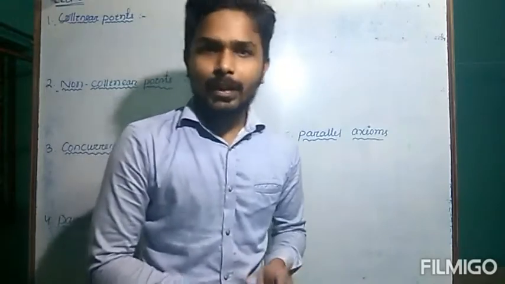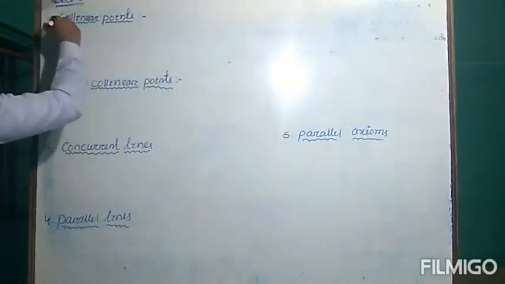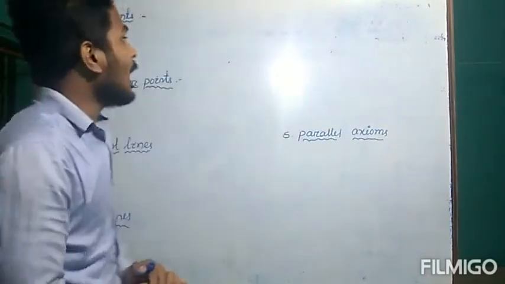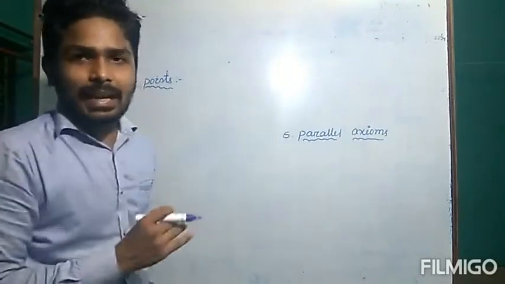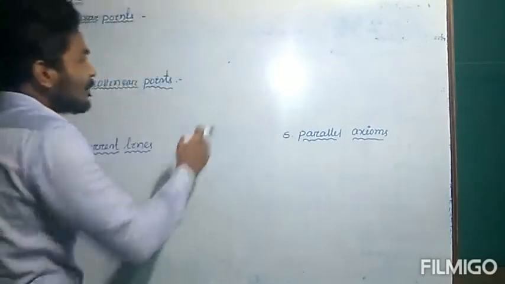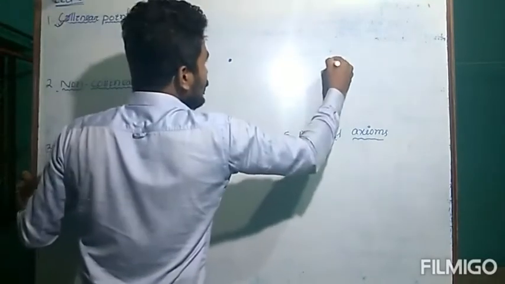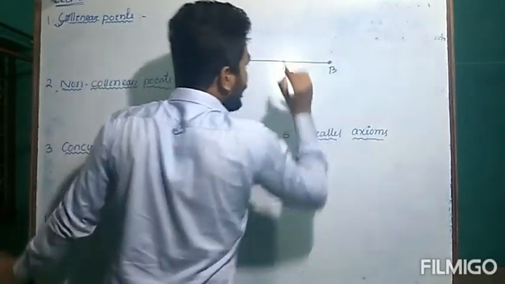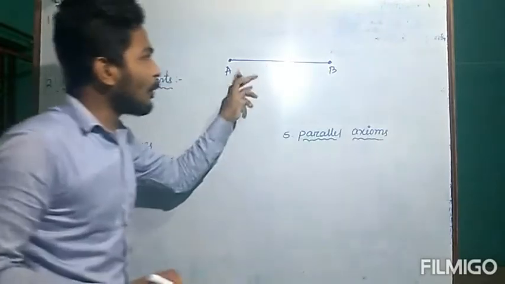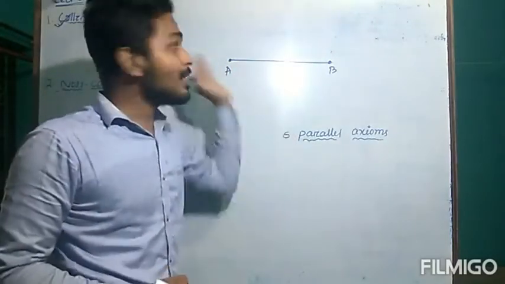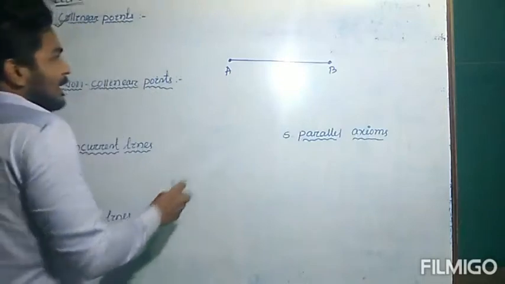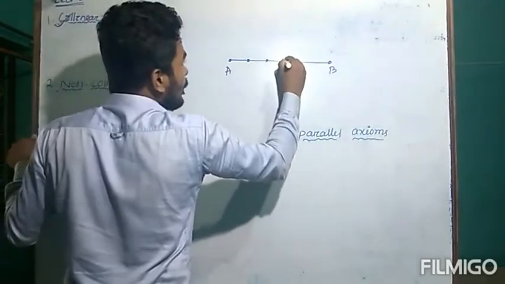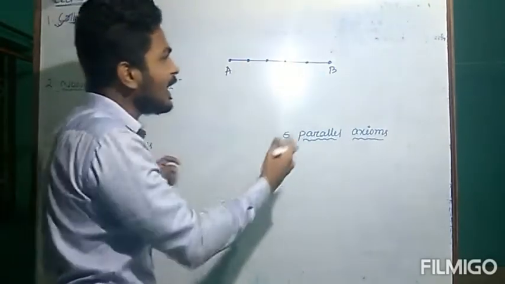So let's start with the first geometrical term, whose name is collinear points. Now we will discuss what collinear points are. As we know, in order to draw a straight line, at least how many distinct points are required? At least two distinct points are required to draw a single straight line. Through these two distinct points you can draw one and only one straight line. Understood? And on this straight line you can represent an infinite number of points.